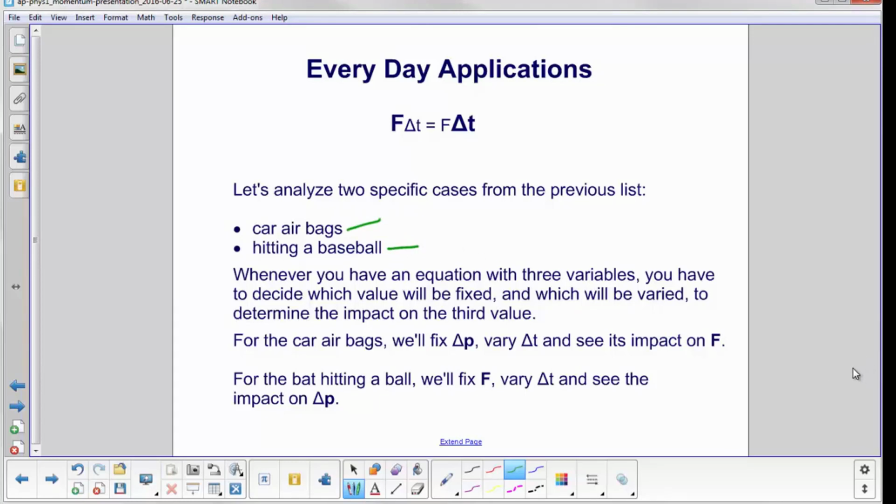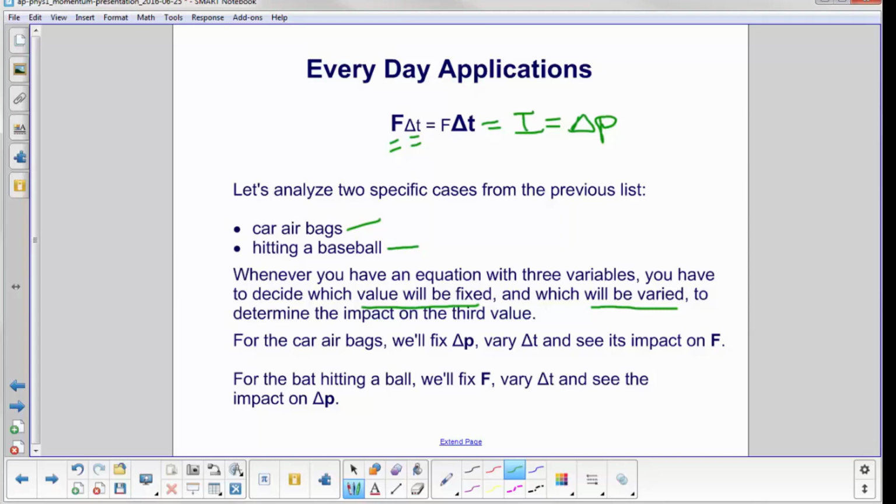The analysis we're going to use is very helpful. You can use it in many other cases in physics when you have an equation with 3 variables. In this case, the 3 variables are force, your time interval, and of course, impulse, which again is your change in momentum. So you have the 3 variables. You have to decide, depending on what case you're analyzing, which value is fixed and then which will be varied, and then that will determine the impact on the 3rd variable.